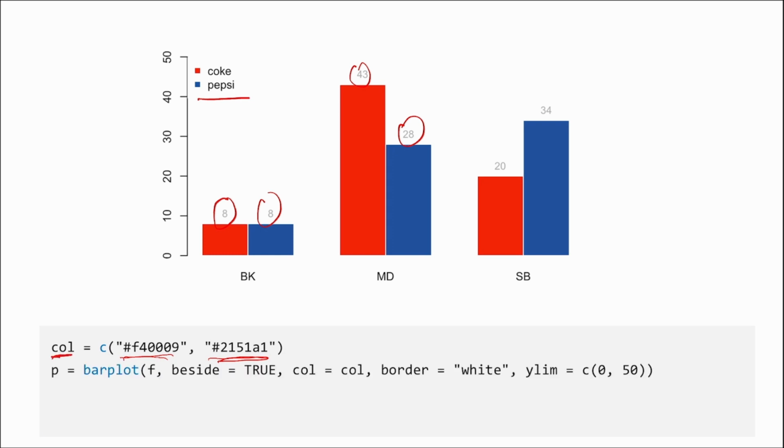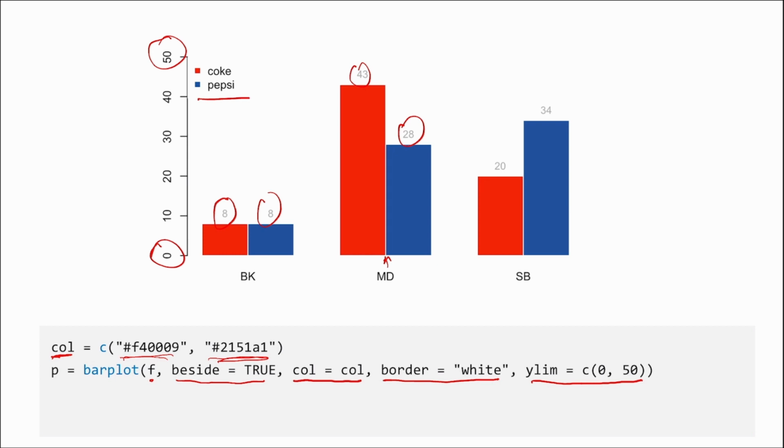Then I made a bar plot. For frequency tables, I say beside equal to true. So each drink has a separate column. I use the colors that I saved before. I use a white border, so you can see that this border is white indeed. And then this is the manually defined limits for the y-axis, so between 0 and 500, and 50, sorry.